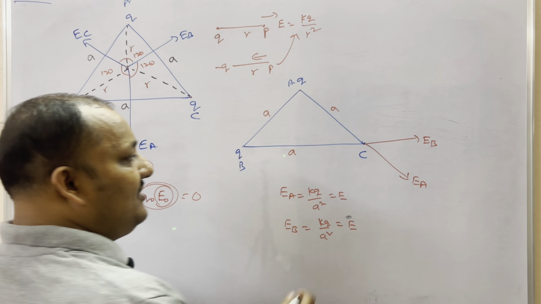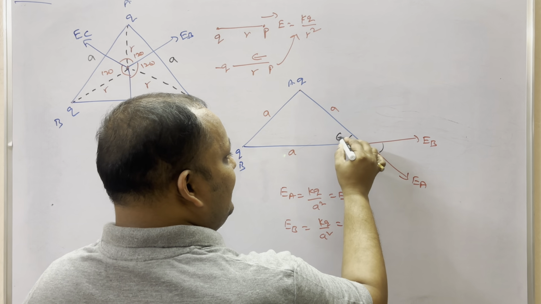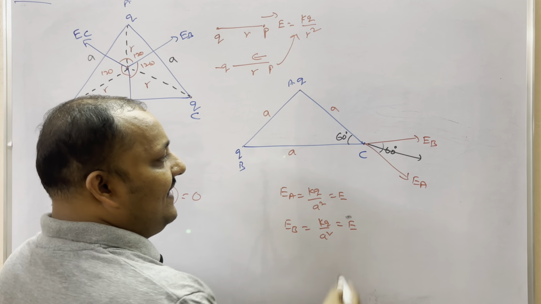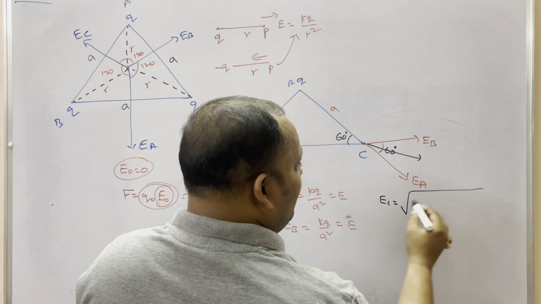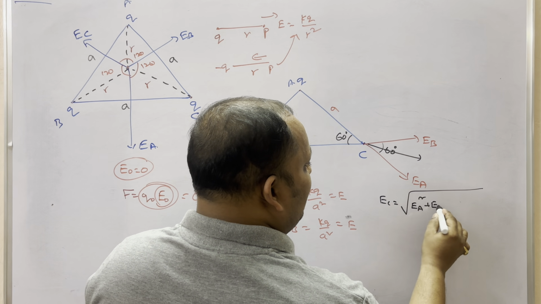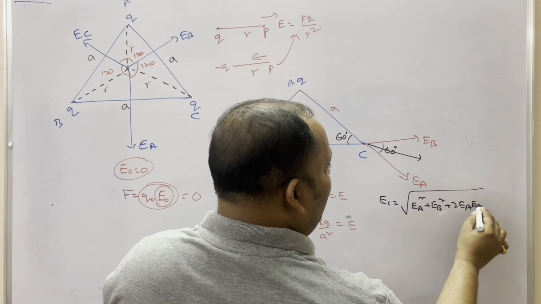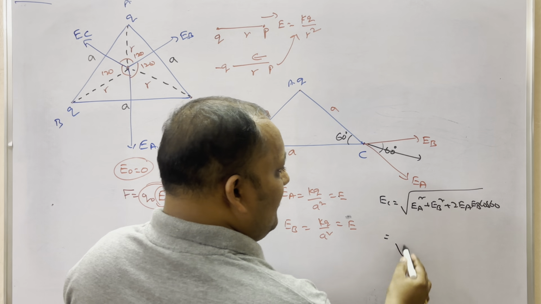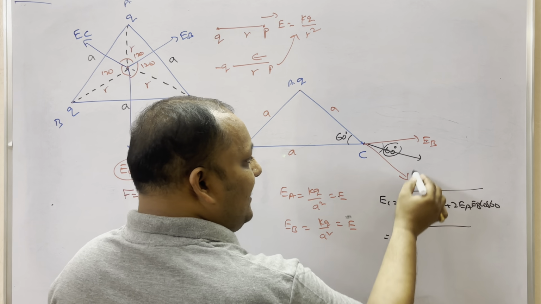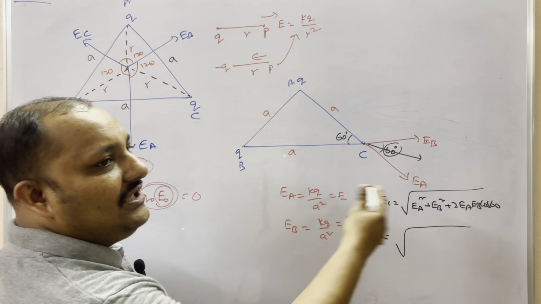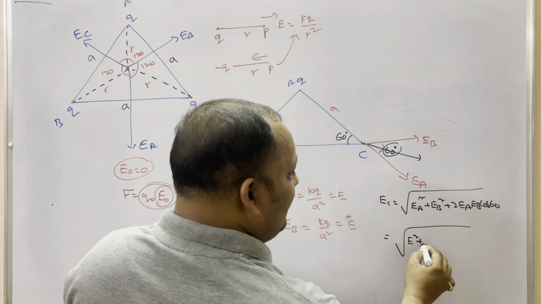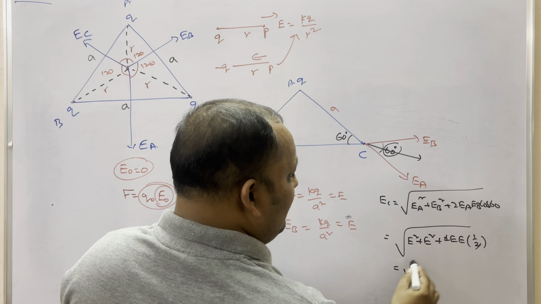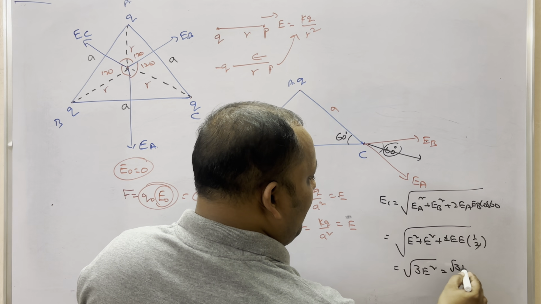Now, what is the angle between these two, if you want to find the resultant electric field? This is 60 degrees. Therefore, this is also 60 degrees. So resultant electric field at C, EC is equal to root of EA square plus EB square plus 2EA EB cos 60. Isn't it? Both are going to be the same. Already I told you, whenever both are equal and the angle is 60, what do you get? Root 3 E you will get. You can cross check. E square, 2E square cos 60 is 1 by 2. Therefore, root 3 E.